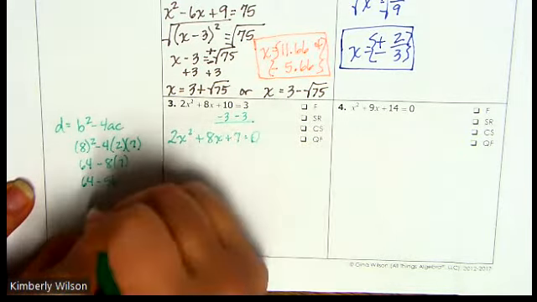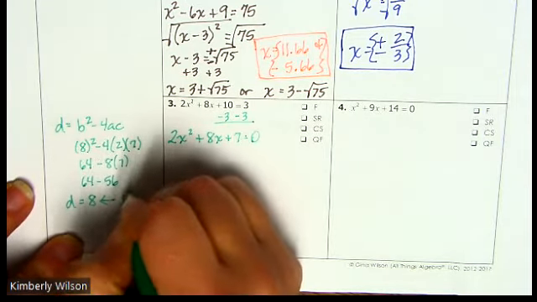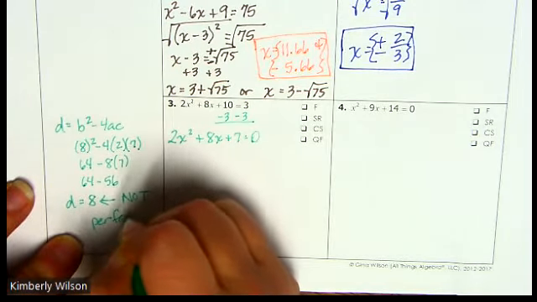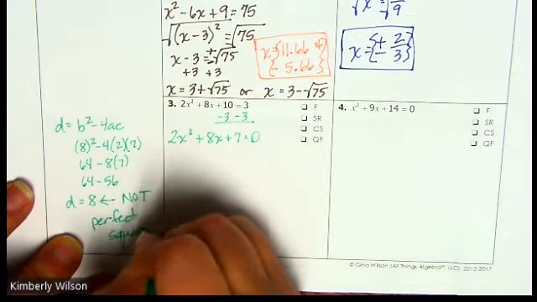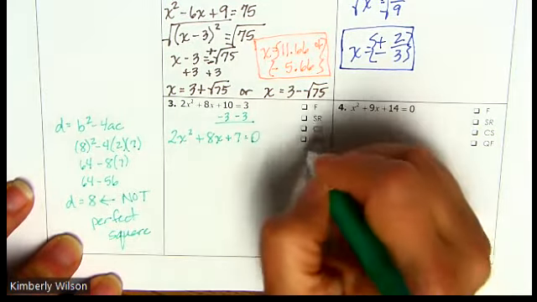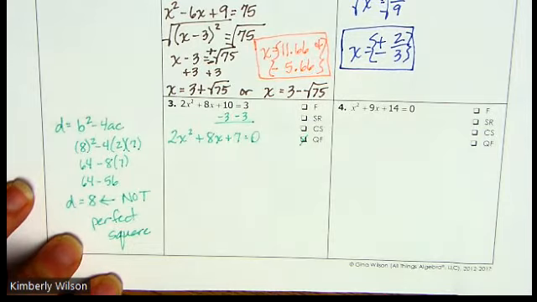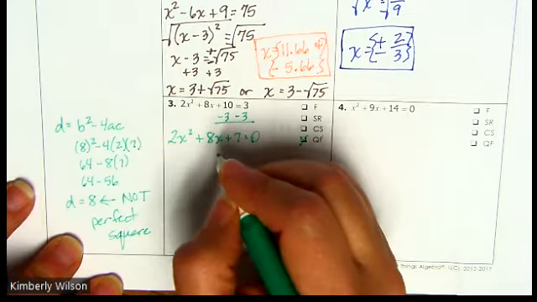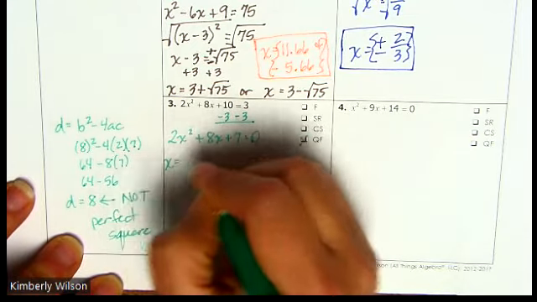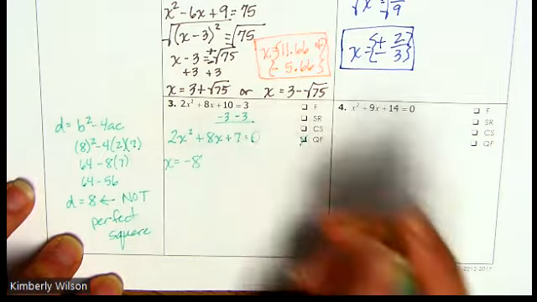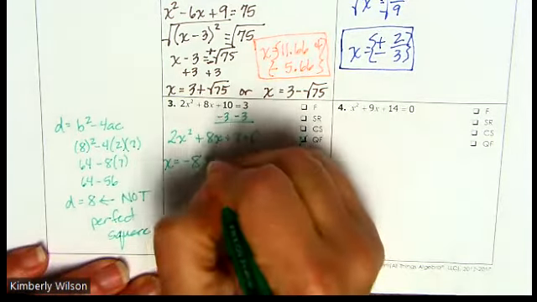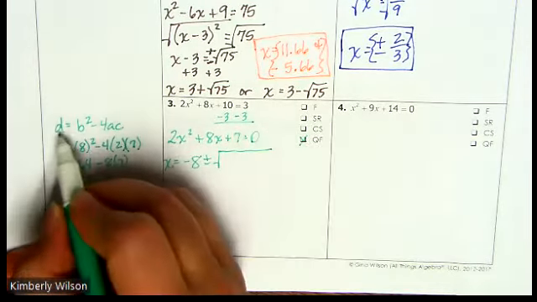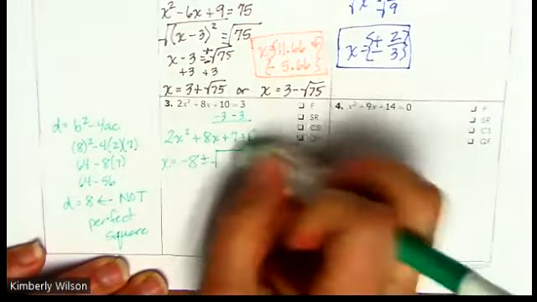This is not a perfect square. So it's not factorable. So therefore, I'm doing the quadratic formula. Well, what's nice is I've already found D. So remember our quadratic formula, we're plugging in. So we would have x equals negative b plus or minus the square root of, now this we already found, because remember, this is our discriminant right here, so we don't need it that big at this point.